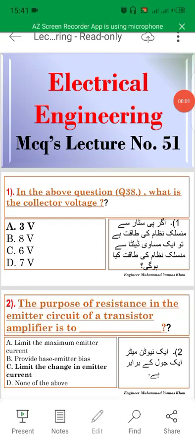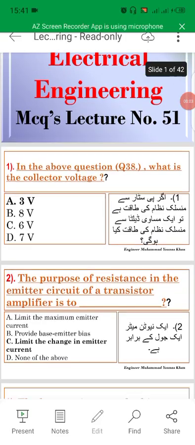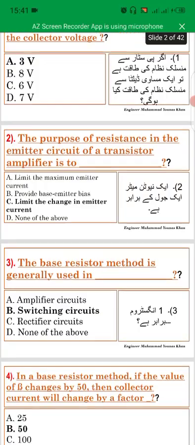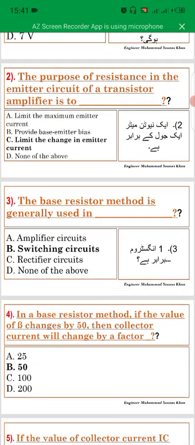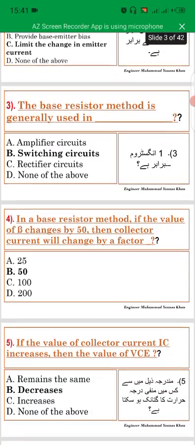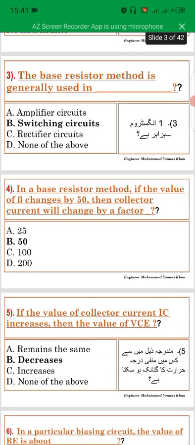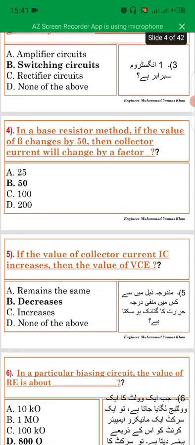In the above question, what is the collector voltage? 3 volt. The purpose of resistance in the emitter circuit of a transistor amplifier is to limit the change in emitter current. The base resistor method is generally used in switching circuits.